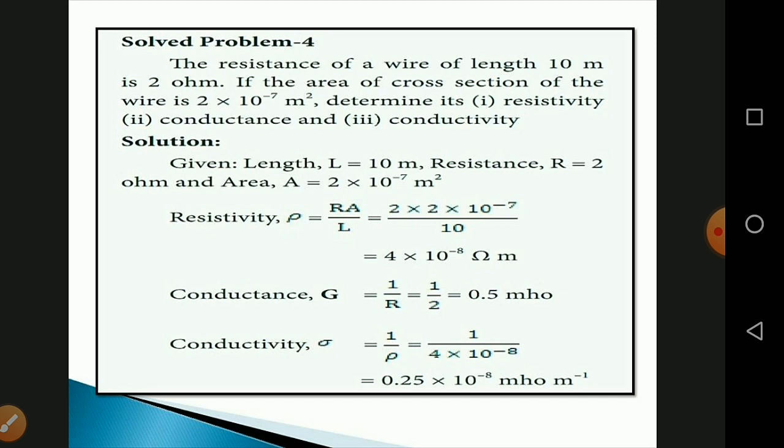So this is the resistivity. Now conductance: G is equal to 1 by R. So 1 divided by resistance 2 is 0.5 mho. And then conductivity, sigma, is equal to 1 by rho. So 1 divided by rho. What is the value of rho? 4 into 10 to the power of minus 8. So 0.25 into 10 to the power of 8 mho per meter.